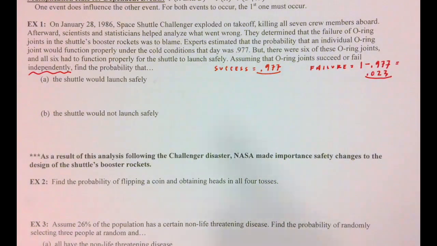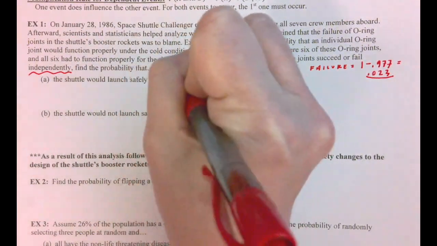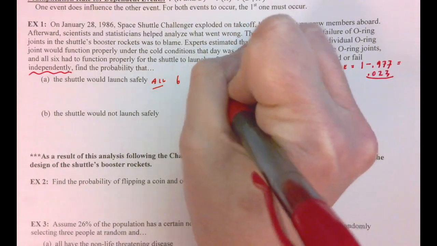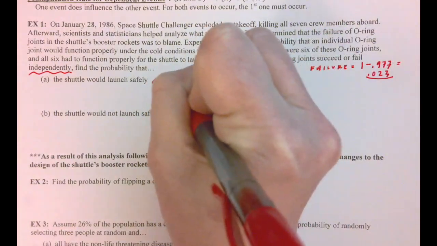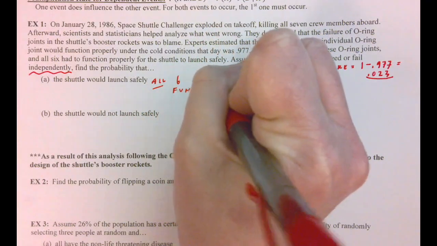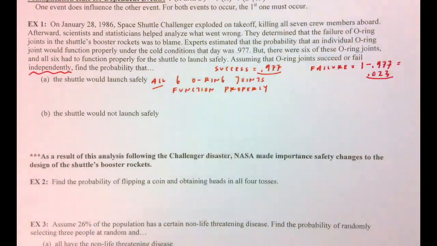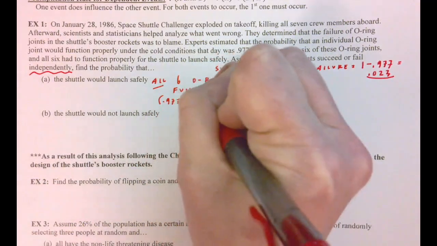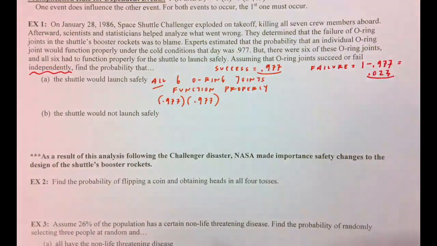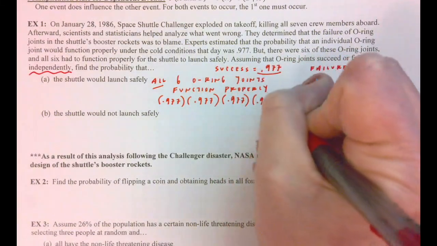Okay, so the shuttle would launch safely. That means that all 6 O-ring joints function properly. Okay, so what does that look like? So the first one, there's a success, 0.977. So is the next one, 0.977. So is the next one, 0.977. And we do that so that we have all 6 of them.